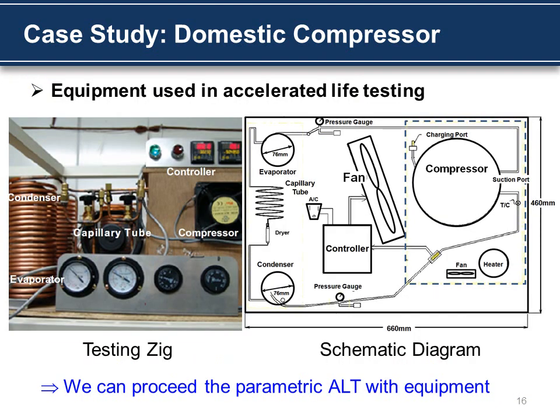This is the parametric ALT equipment. It consists of a testing jig and a controller. We can proceed with parametric ALT with the equipment.